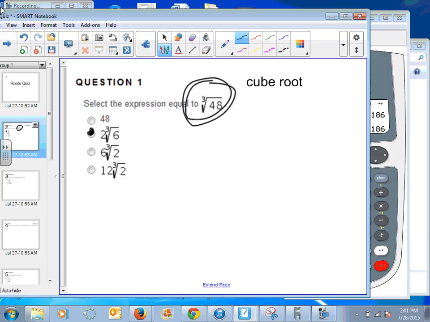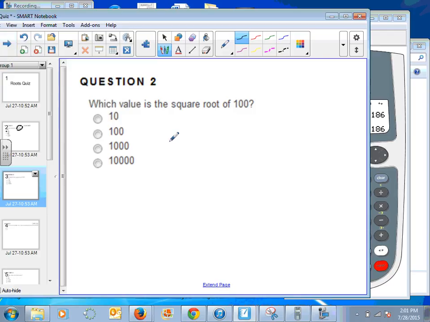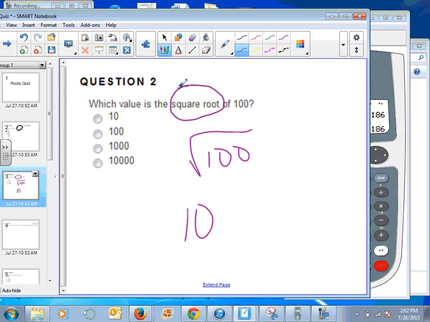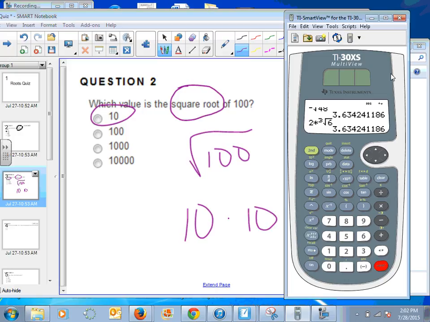And this one, which value is the square root of 100? That's going to be 10, because when we have a square root, what we're looking for is a number times itself that gives you that number. We know 10 times 10 gives us 100. The other way to look at that would be to come in here, square root of 100, 10. Another way to do it.